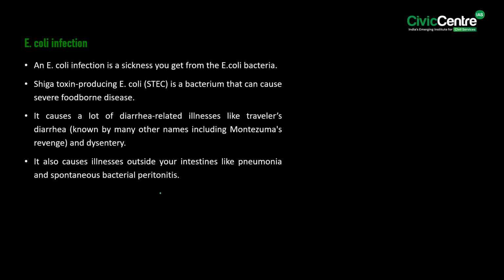Now, what is an E. coli infection? See, an E. coli infection is a sickness you get from the E. coli bacteria. Know that the Shiga toxin producing E. coli is a bacterium that can cause a severe foodborne disease. Notably, it causes a lot of diarrhea related illnesses like traveler's diarrhea and dysentery. Additionally, it also causes illnesses outside your intestines like pneumonia and spontaneous bacterial peritonitis.